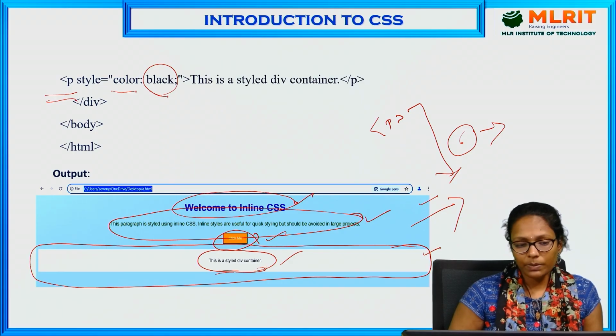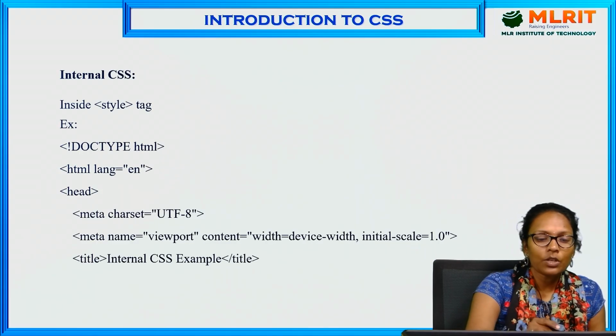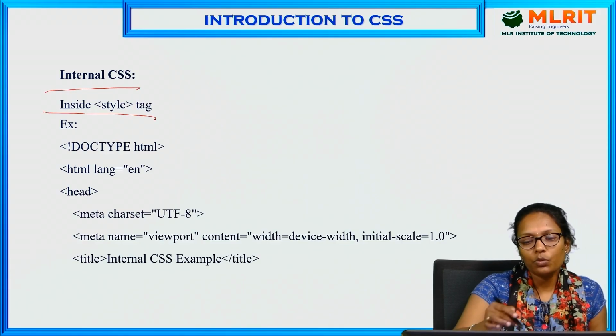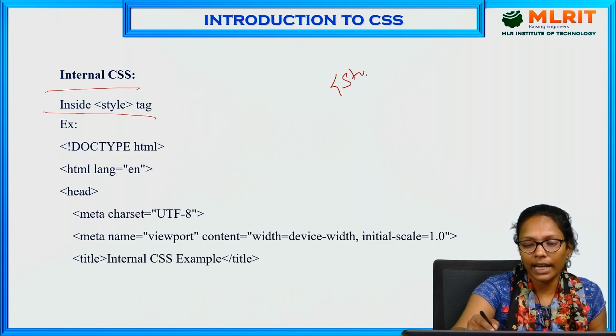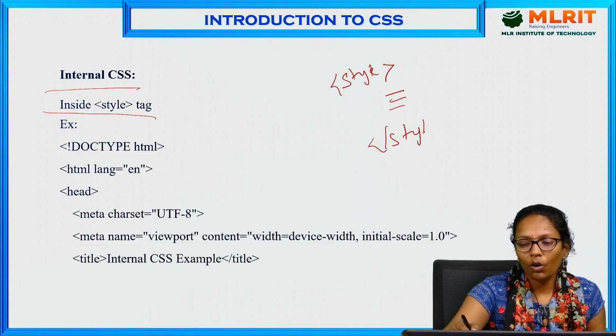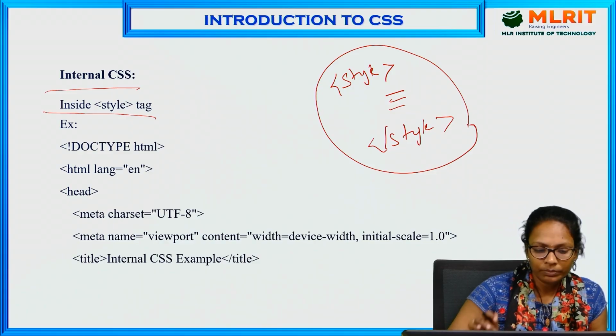To overcome this problem, you go with the next type of CSS, that is internal CSS. In internal CSS, you are writing inside the style tag. So we are using a style tag here. Previously, in inline CSS, you were using the style attribute, whereas in internal CSS, you are using the style tag. Within the style tag, you need to mention all your styles. But where the style tag will be written, we'll see.